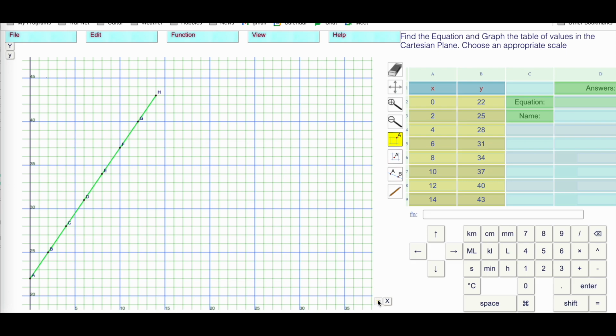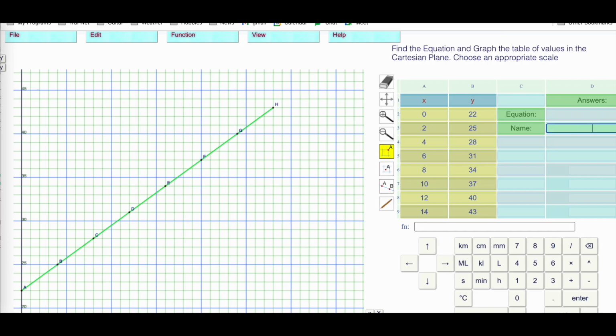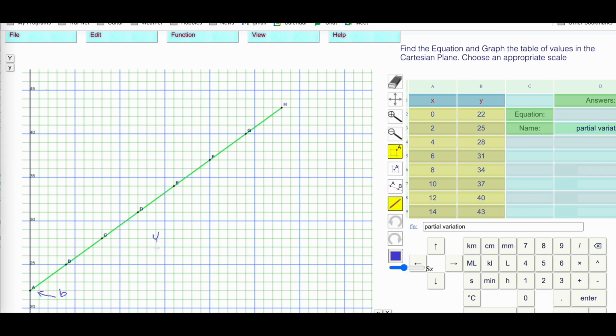I'm going to make the x a little bit smaller. These x numbers are smaller. That fits. The equation name is partial variation. It's not going through the origin. The equation is y equals ax plus b, and the b we can read right here. y is equal to ax plus our b value, and our b value is 22.